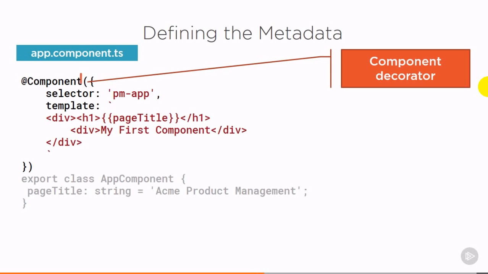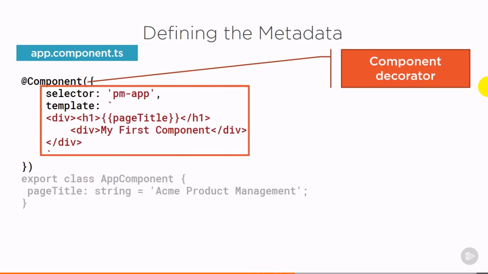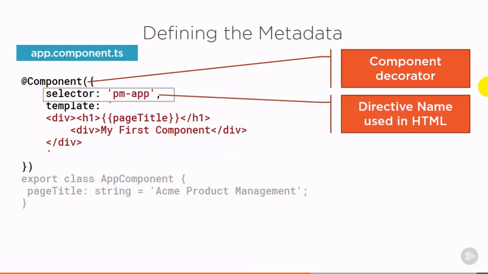Since the decorator is a function, we always add parentheses. We pass an object to the Component function as indicated with the curly braces. The object we pass in has many properties. We are only using 2 of them here. If we plan to reference the component in any HTML, we specify a selector. The selector defines the component's directive name. A directive is simply a custom HTML tag. Whenever this directive is used in the HTML, Angular renders this component's template. We'll see how this works in the upcoming demo.